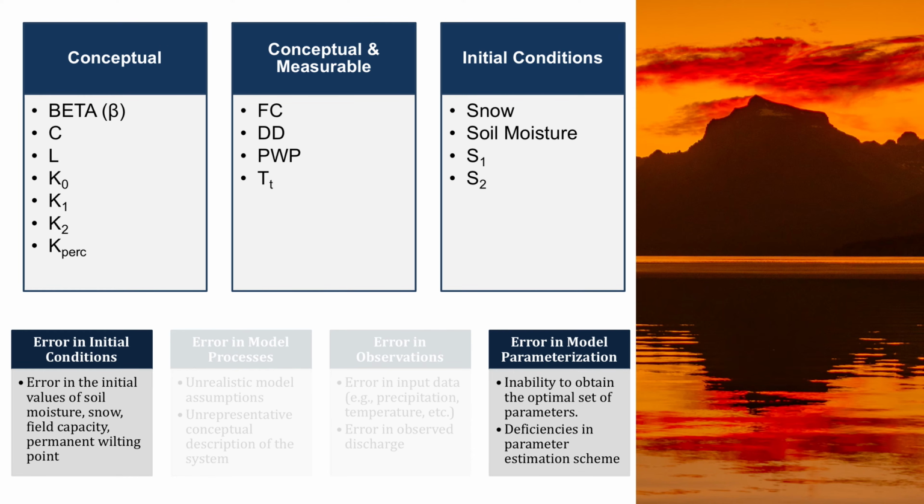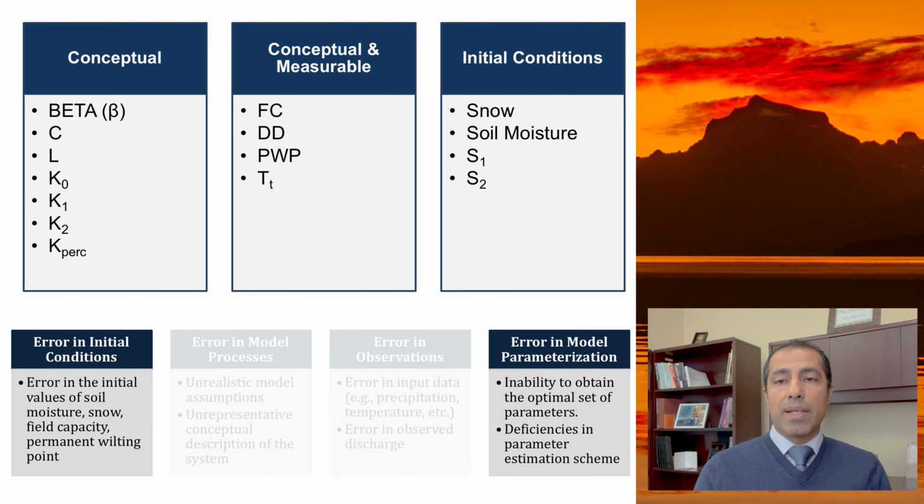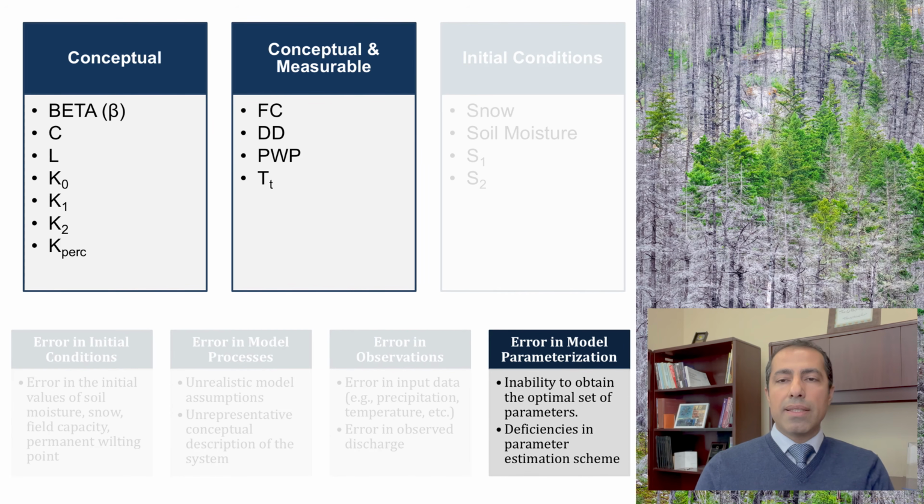Initial values in our model are the 4 variables snow, soil moisture, S1 and S2. In other models, you may have different initial values. These are the variables we used in our model, and there are 10 parameters for describing the underlying processes. Let's start with model parameters. Here I am putting them in 2 different categories. All of my parameters are conceptual. They are designed for the conceptual model I developed.